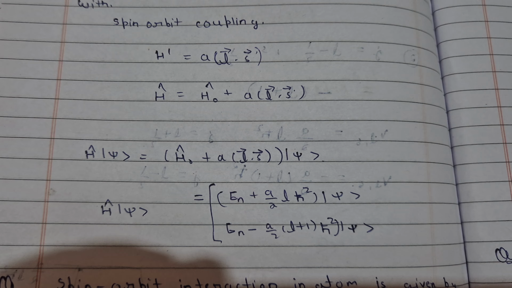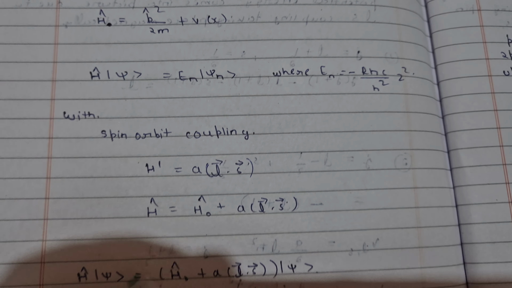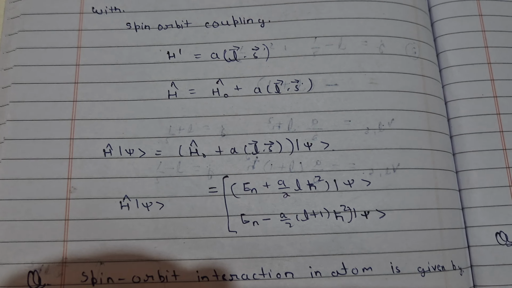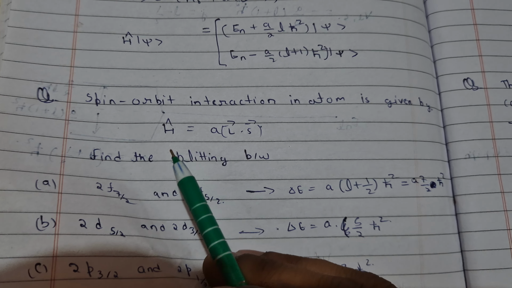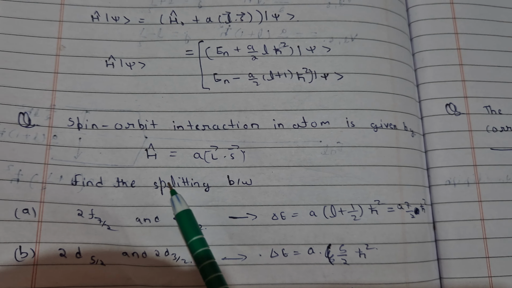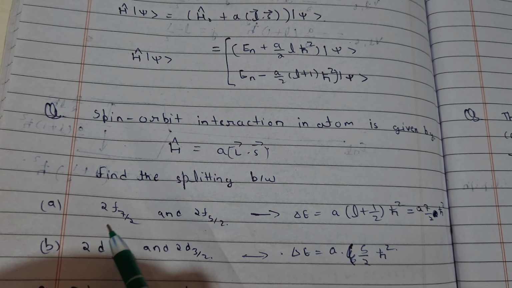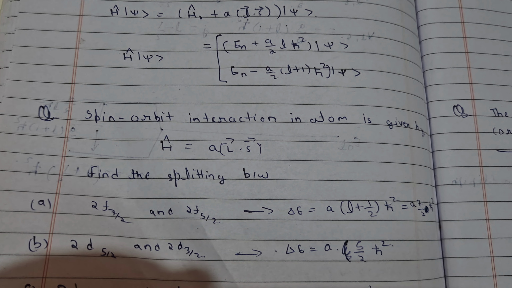So these two values will be there. So that's how you can also see this quantum mechanically. Now we have these values, so let's see some numericals based on this. Spin-orbit interaction in an atom is given by this. We need to find the splitting between f7/2 and f5/2.